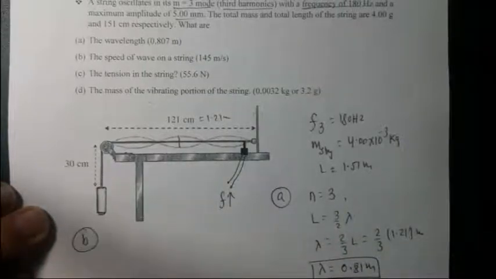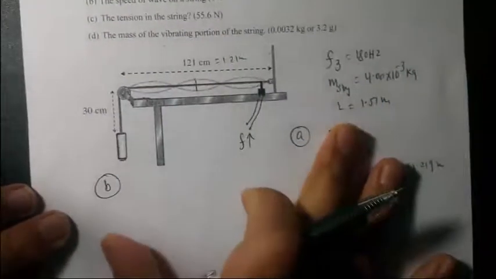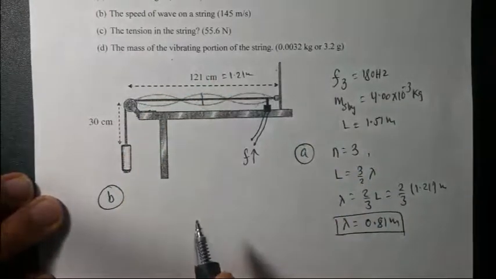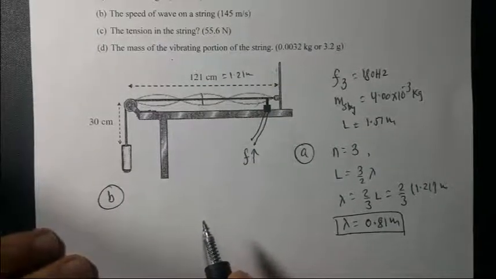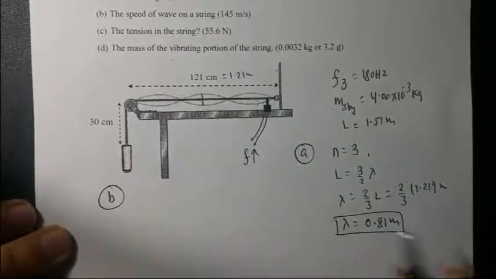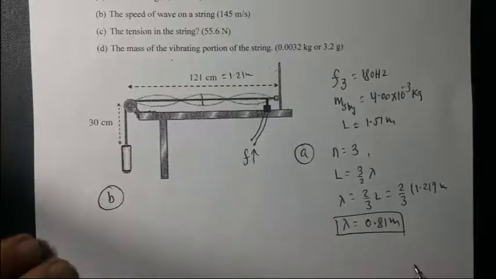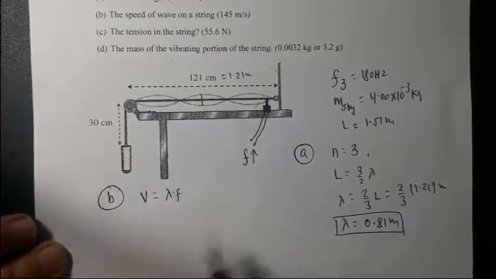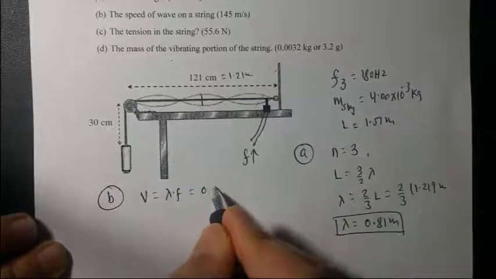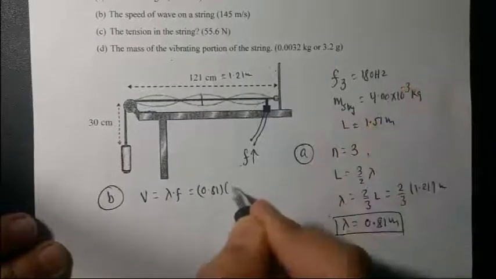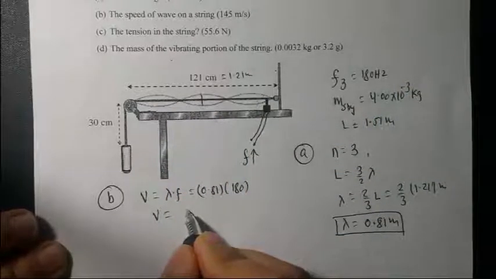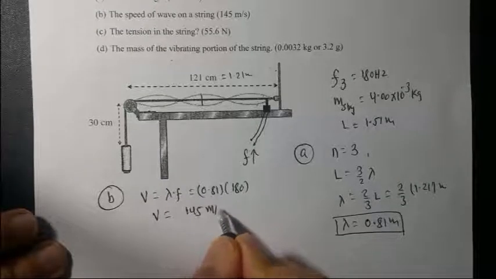Second question is the speed of the wave on a string. What's the speed of the wave on the string? So first of all, what do you need? You can just do v is lambda f, because frequency is given and lambda we have found. Lambda is 0.81, and the third harmonic frequency is given as 180. So the speed of the standing wave on the string is 145 meters per second.